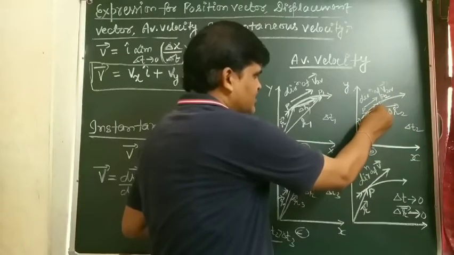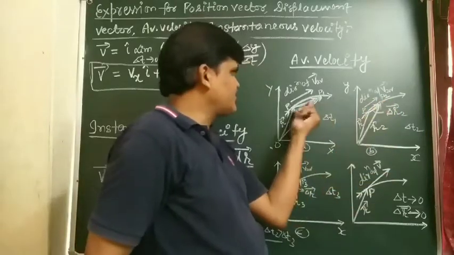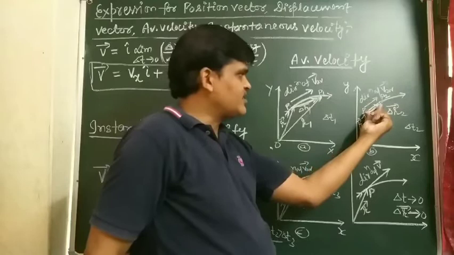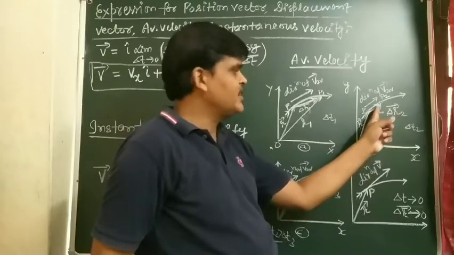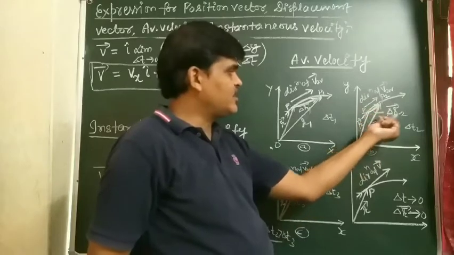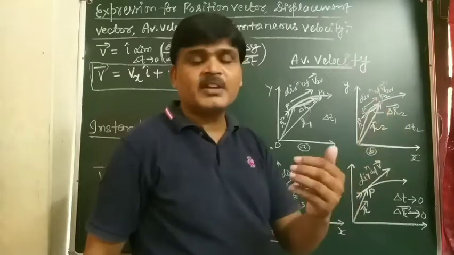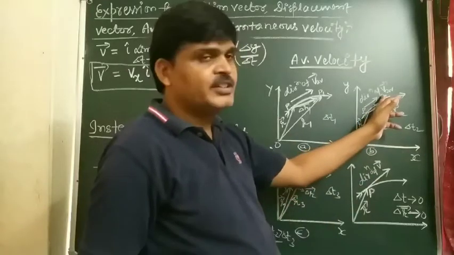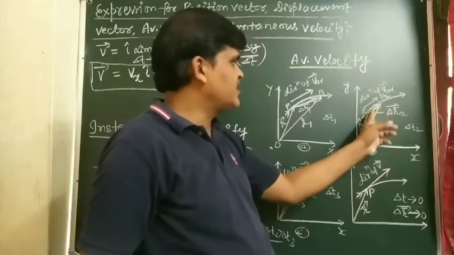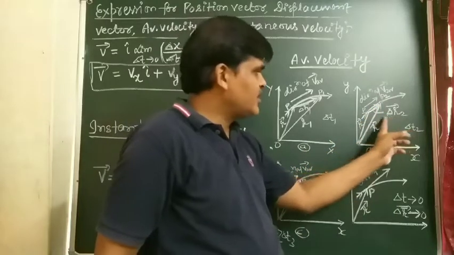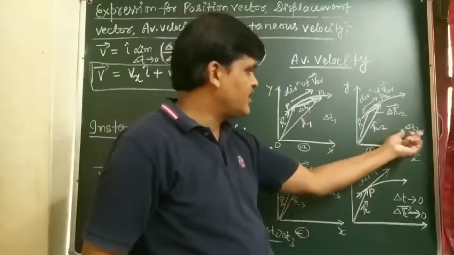Now the direction of the displacement vector changes. So the direction of displacement vector, delta r2, has changed, and the direction of the displacement vector is changed. So the direction of average velocity will also change, and we know that the direction of average velocity is in the direction of the displacement of the object in small time interval delta t2.